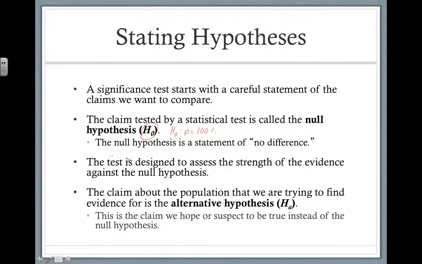The test is designed to assess the strength of the evidence against the null hypothesis. So you're trying to build a case against the null hypothesis. The claim about the population that we are trying to find evidence for is the alternative hypothesis. This is the claim that we hope or suspect to be true instead of the null hypothesis. So you're looking for evidence that would support the alternative hypothesis and go against your null hypothesis.